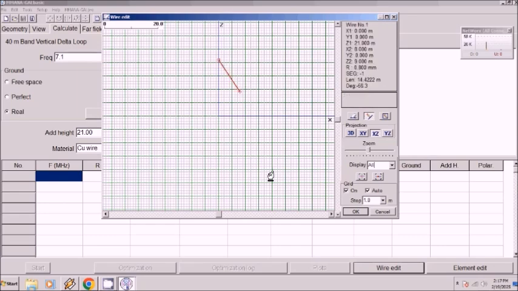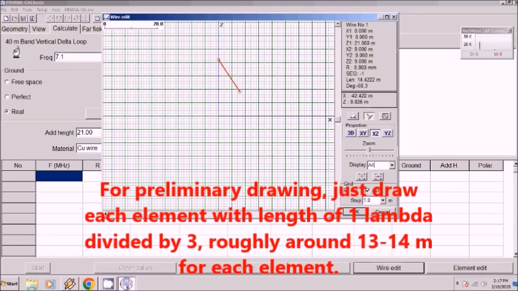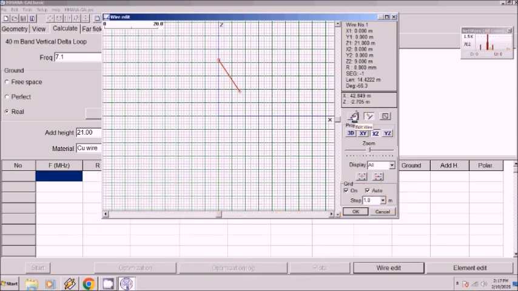Okay. The length of wire number 1 is okay. Before that, a delta loop has a total length of 1 lambda. 1 lambda for the 40 meter band is around 40 meters long, and divided by 3, each wire should be around 13 to 14 meters. Okay, this is too long. This is 14.4, too long. So we click edit wire here. We reduce the length of this wire number 1.